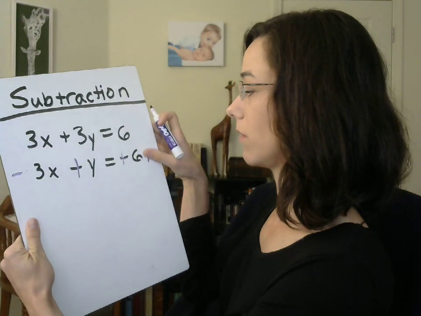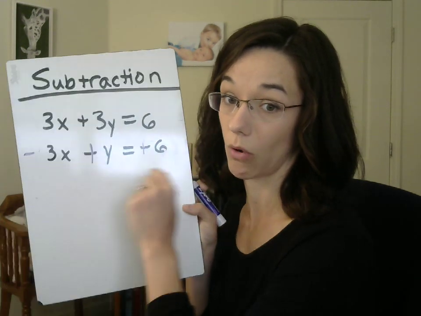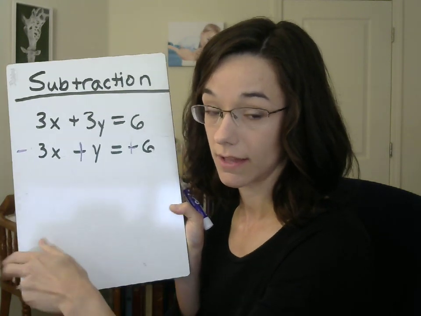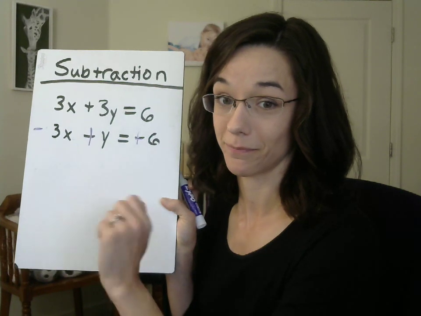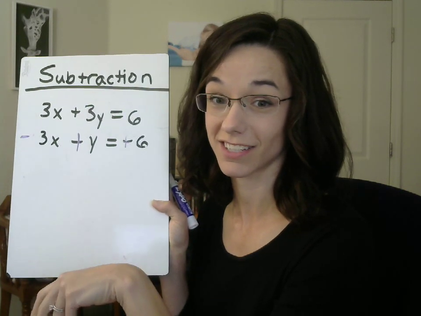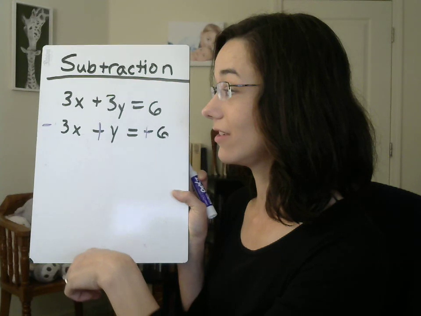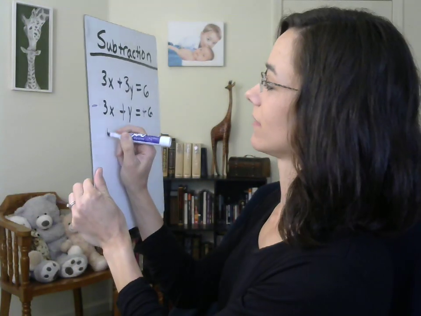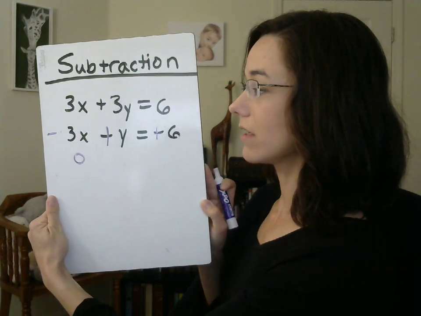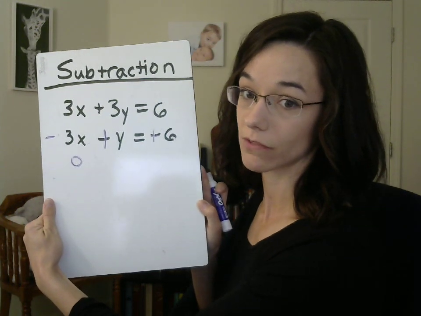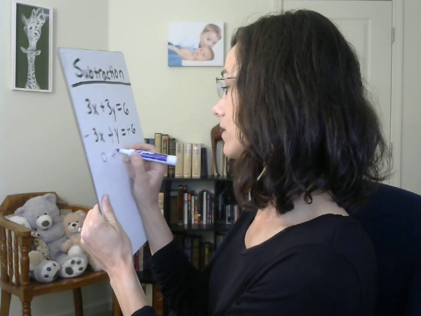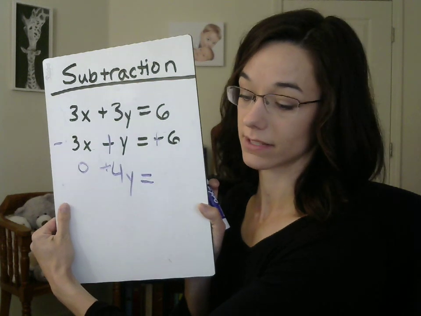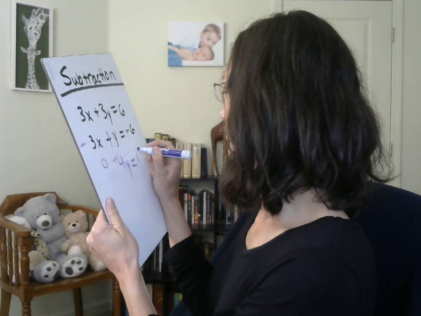So that's the important part to remember, is that when you're subtracting the whole thing, every sign basically will change. So keep that in mind. Once you get over that, it's just as easy as solving by addition. Then you're taking 3 minus 3x, which is going to cancel out, be 0. 3y plus 1 more is 4y, plus 4y equals 6, plus 6 more equals 12.